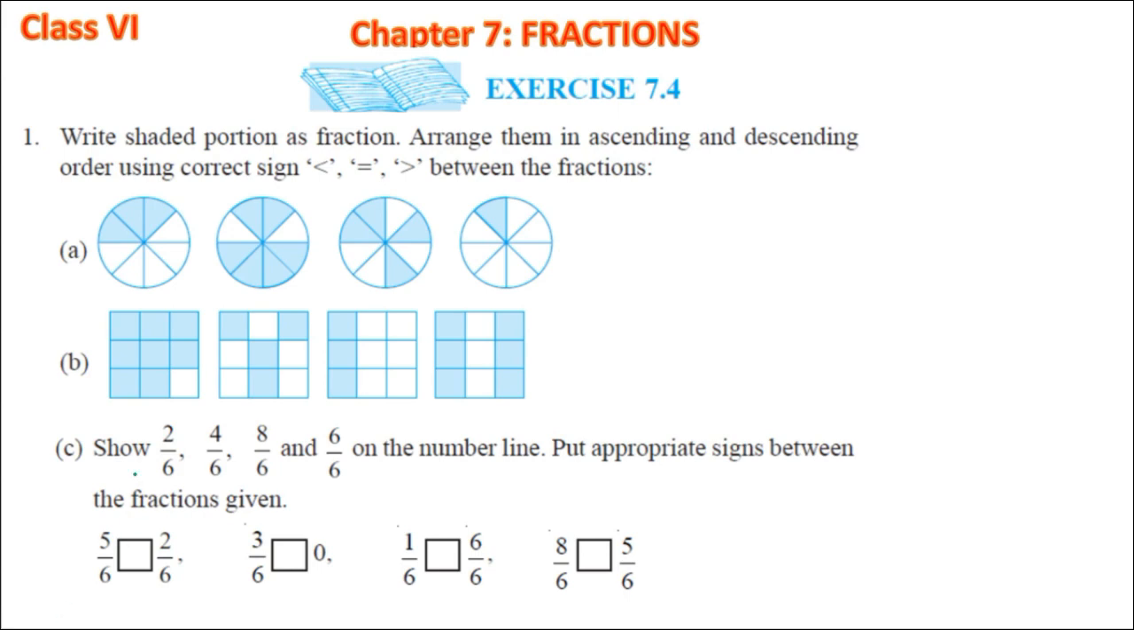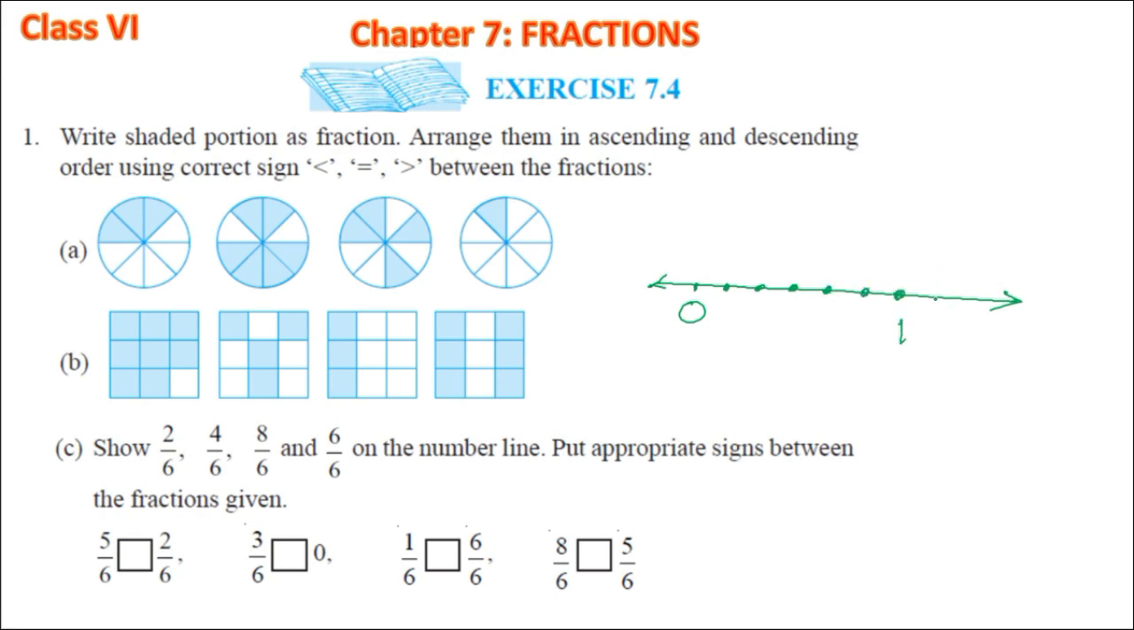In part C, we need to show 2 by 6, 4 by 6, 8 by 6, 6 by 6 on the number line. Put appropriate sign between the fractions given. We need to mention these fractions on the number line. Just in a rough, I'll be telling it. Suppose I start somewhere here as 0, I have to make 6 equal parts. 1, 2, 3, 4, 5, 6.